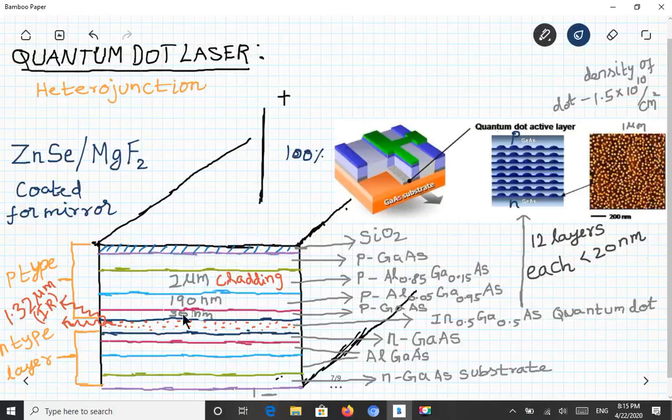This is the structure of a quantum dot laser. So each quantum dot will be less than 20 nanometers.